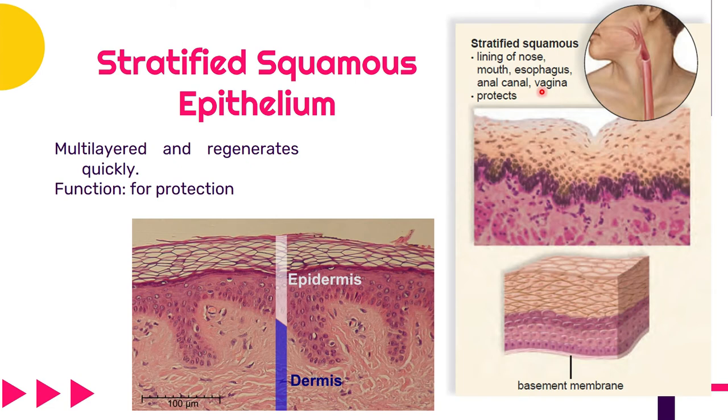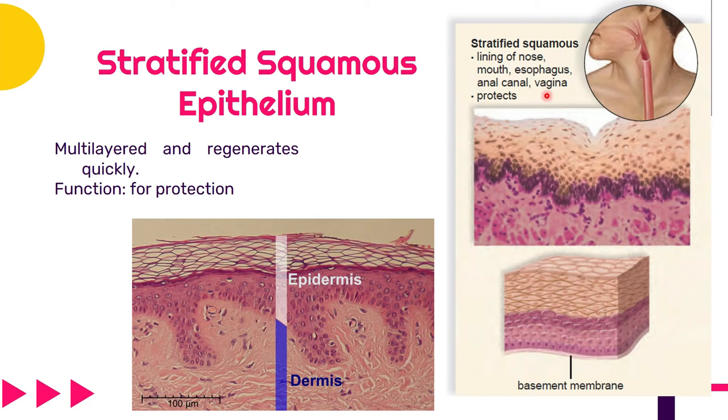So the primary function, or the only function, of stratified squamous epithelium is for protection. That is because, as you can observe, these parts, the skin, the mouth, the esophagus, the anal canal, the vagina, are constantly exposed. I mean, constantly there are materials that pass through, a lot of times in a day.